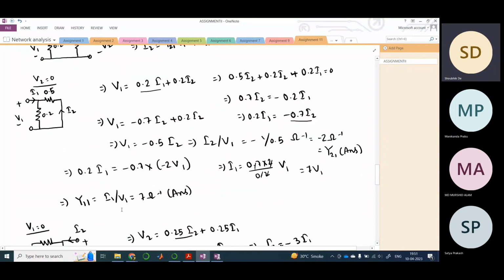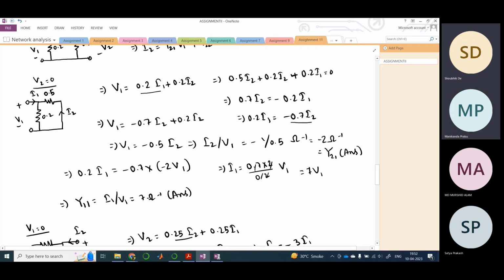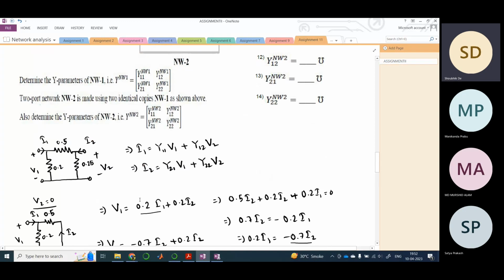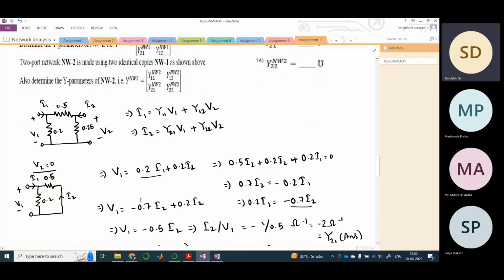If I do v1 by I1, I would get z11. But I'm doing I1 by v1 because I need to find out the y parameter. So you just need to do this, that will be sufficient. You don't need to find out the Z matrix, then do the inverse of that.